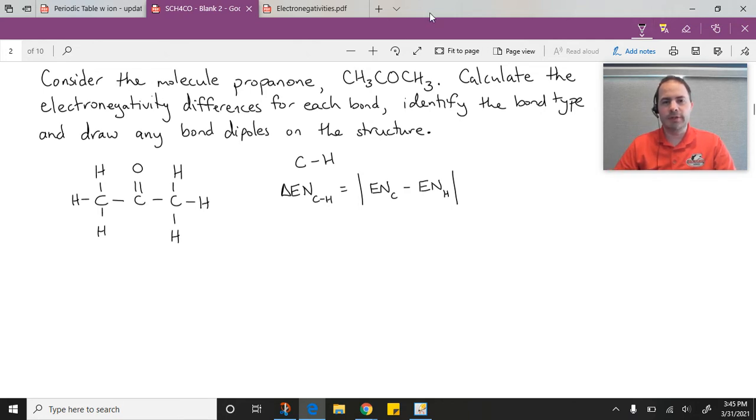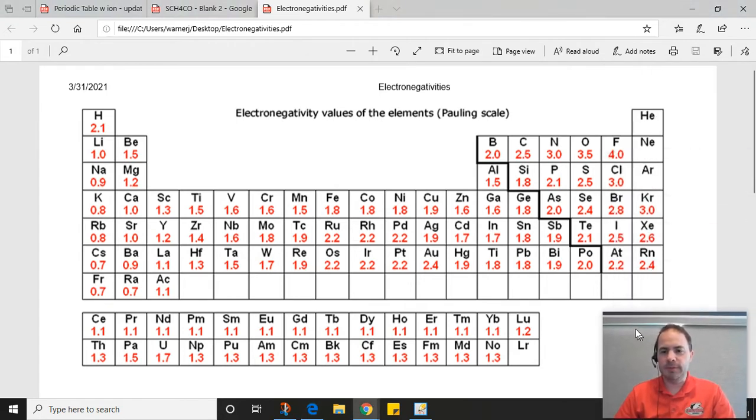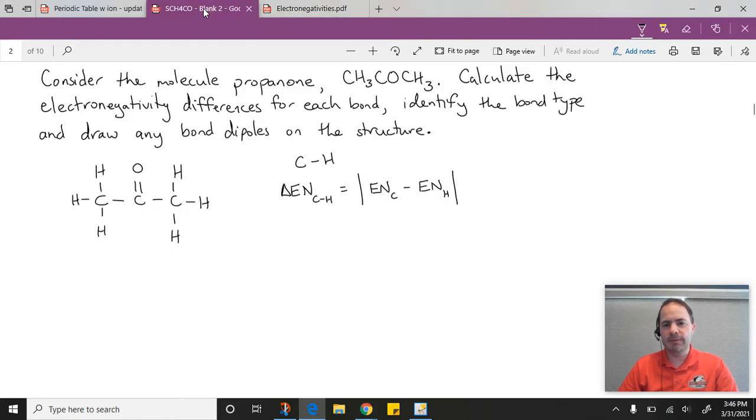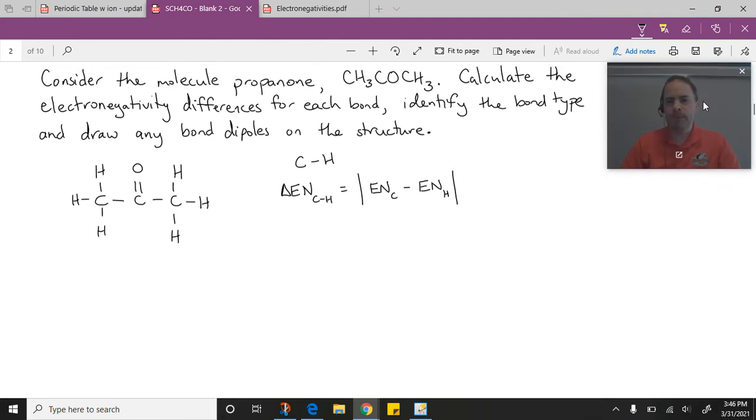So that's where we're going to look at our chart. Hopefully you've printed this off and you've got it with your notes. But here's our chart that we're using for our electronegativities. And I'm just going to move my image down there. So we're looking at carbon. Carbon has a value of 2.5. And hydrogen has a value of 2.1. So those are the two values we need to be able to calculate this particular problem.